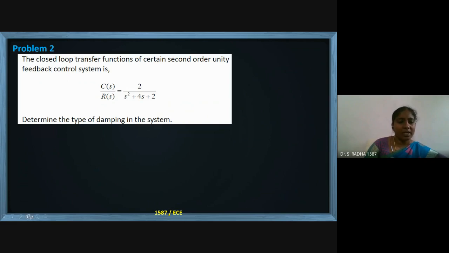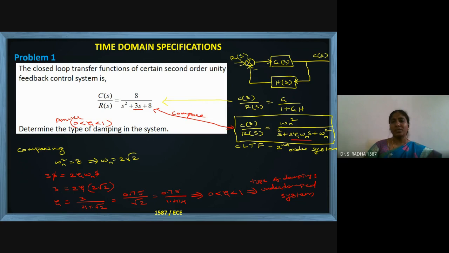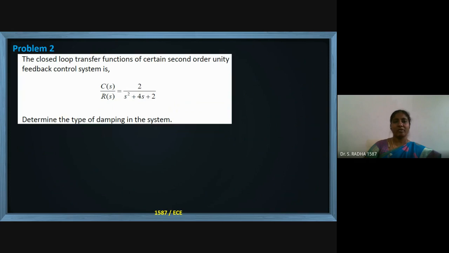The closed loop transfer function of a second order unity feedback system. Unity feedback means we already know H of s equals 1. If H is 1, the closed loop transfer function is G by 1 plus G. Same thing here also is given: unity feedback, as in the previous problem, and in the next problem also they have given unity feedback.